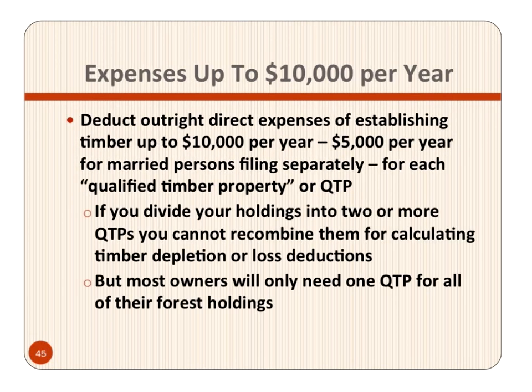So the first part of this is expenses up to $10,000 per year. You can deduct outright expenses of establishing timber up to $10,000 per year. If you're married filing separately, that's half for each of you, $5,000 per year apiece, for each qualified timber property, or QTP. There's a lot of people interested in what a QTP is.